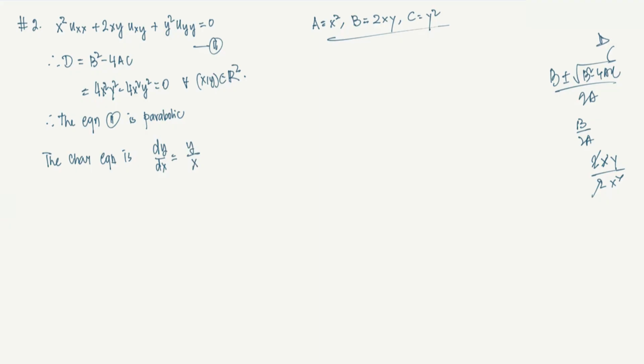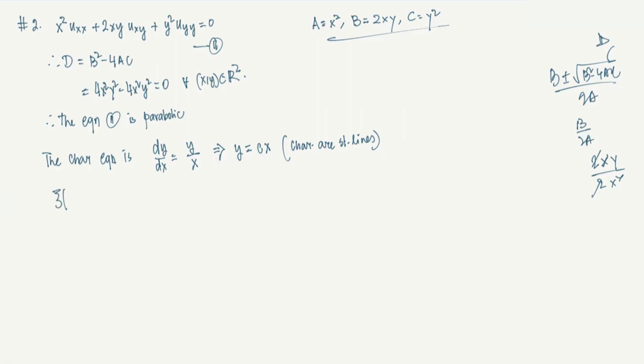So if this is the case, then you can solve this equation, right? And by solving this equation, the solution is going to be y equals c times x. So this is a bunch of straight lines. So the characteristics are straight lines. Now, what is the transformation you are going to choose?